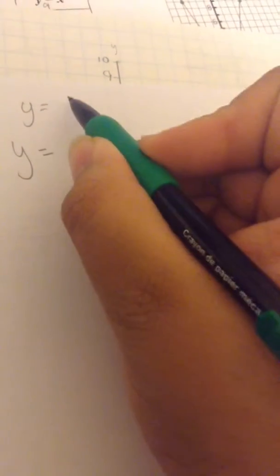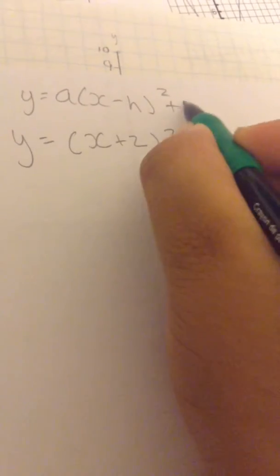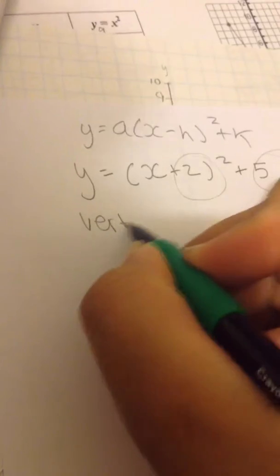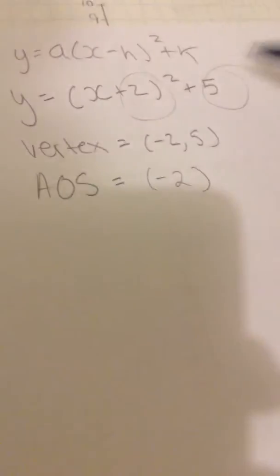Now, what is information that's given to us knowing that our vertex form is this? What is given to us? The only thing that we can right now see is our vertex and our axis of symmetry. So let's write that down. So our vertex would be -2 and +5. Our axis of symmetry would be -2.